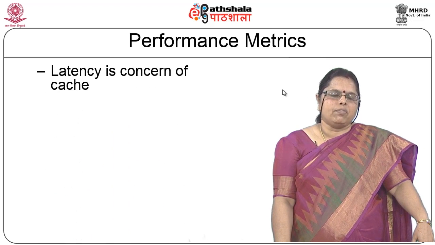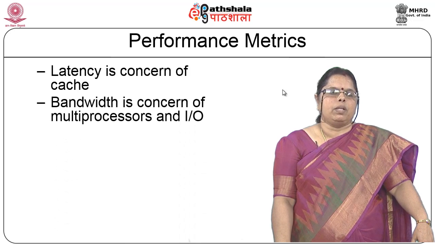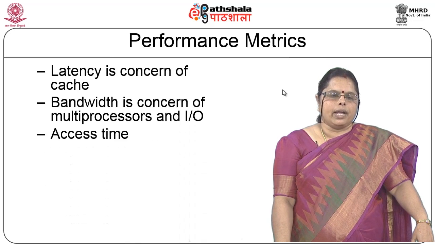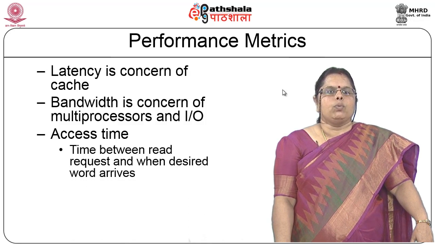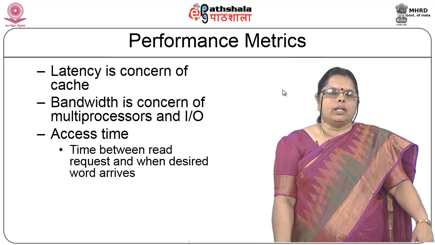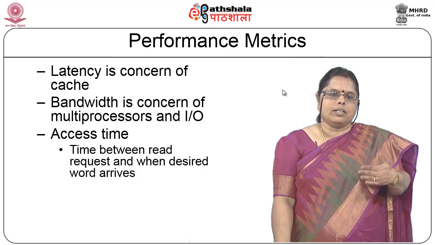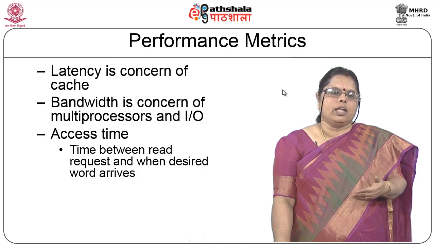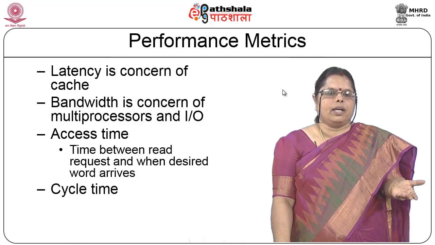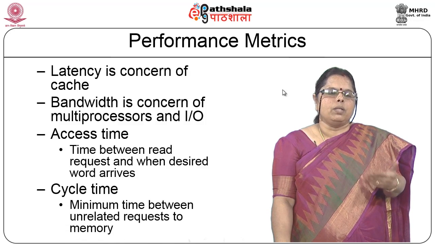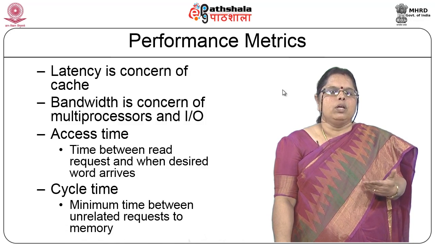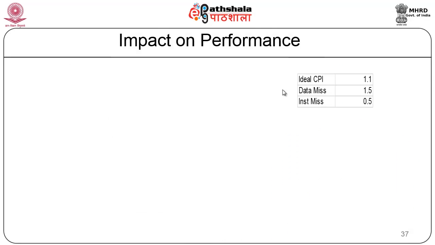Now, looking at the performance metrics associated with memory, we normally talk about latency and bandwidth, particularly important when we look at multiprocessors and IO, and we look at the access times. Access time is defined as the time between the read request and when the data actually arrives. You put in a read request and when does the actual data arrive. Cycle time is the minimum time that should elapse between two requests to memory.